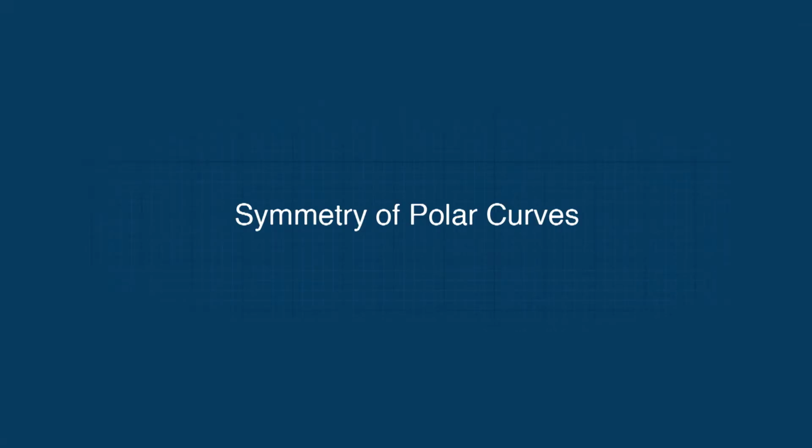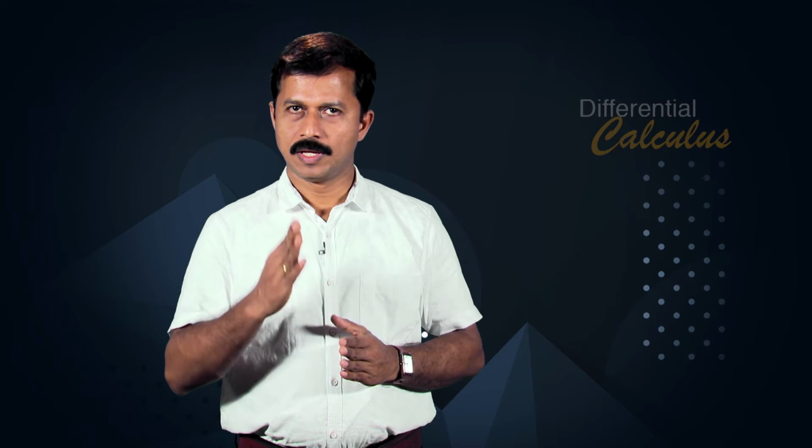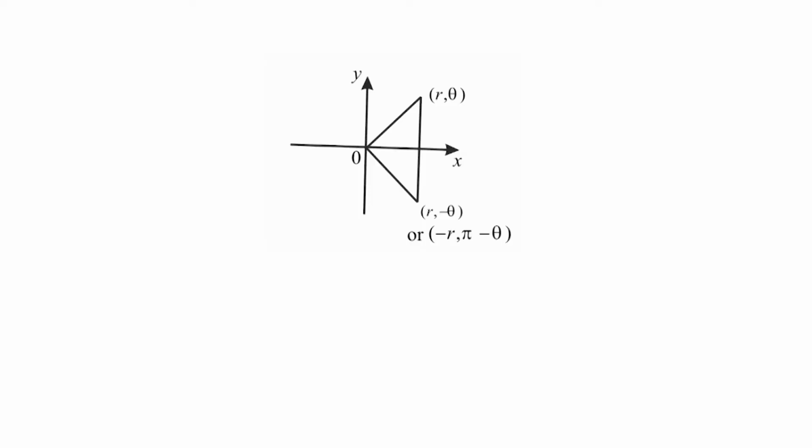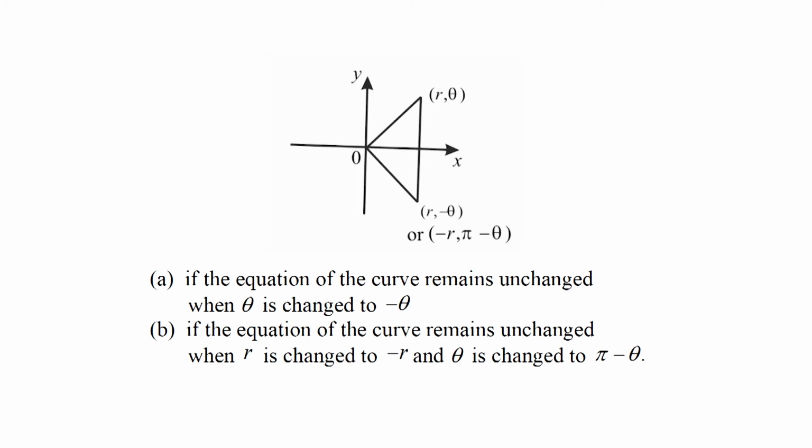Now we discuss symmetry of polar curves. The following ideas on symmetry of polar curves will be helpful in drawing graphs of polar equations. We first consider symmetry about the x-axis. The curve is symmetric about the initial line, that is about the x-axis, if the equation of the curve remains unchanged when theta is changed to negative theta, or if the equation of the curve remains unchanged when r is changed to negative r and theta is changed to pi minus theta.